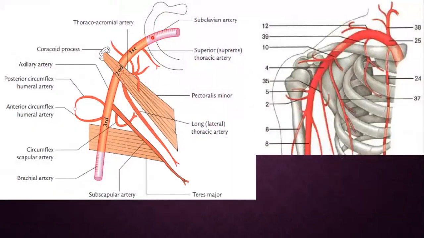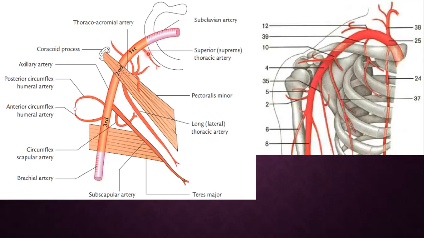Here we have this, the subclavian, but after crossing the lateral border of the first rib, it becomes the axillary artery. Then after crossing the lower border of teres major, it becomes the brachial artery. Now you can see this is the pectoralis minor muscle here. It will divide the artery into three parts. First part medial to it, second part deep to it, third part lateral to it.